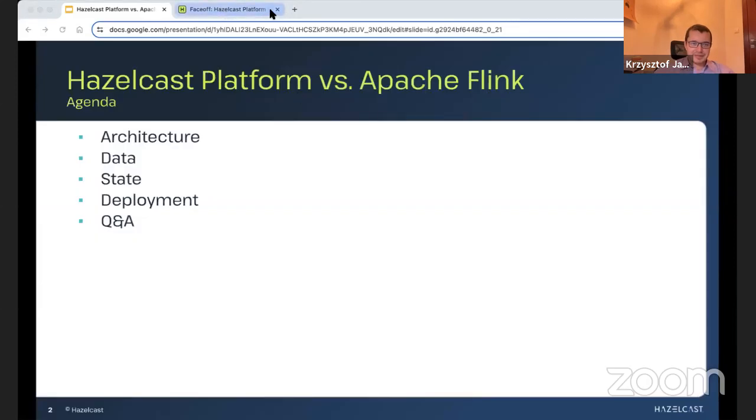So the plan for today is first to talk a bit about the architecture and how stream processing works in general, and about similarities. And then we will talk about the data, where you can store the data, where you store the state of the jobs, and how you deploy your streaming jobs. And at the end, I will answer some questions.